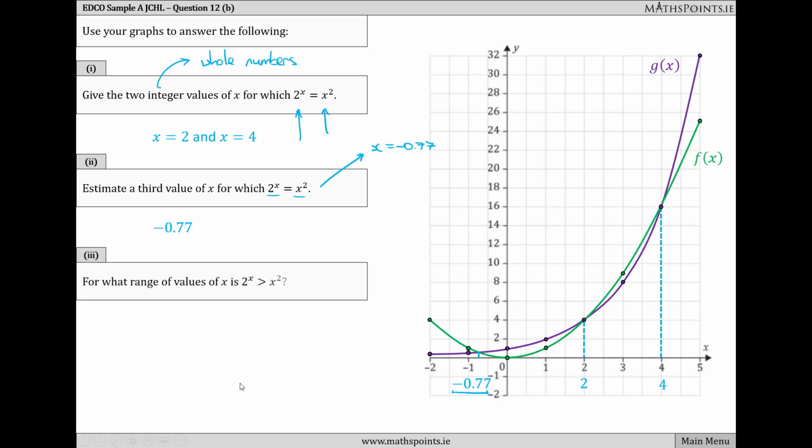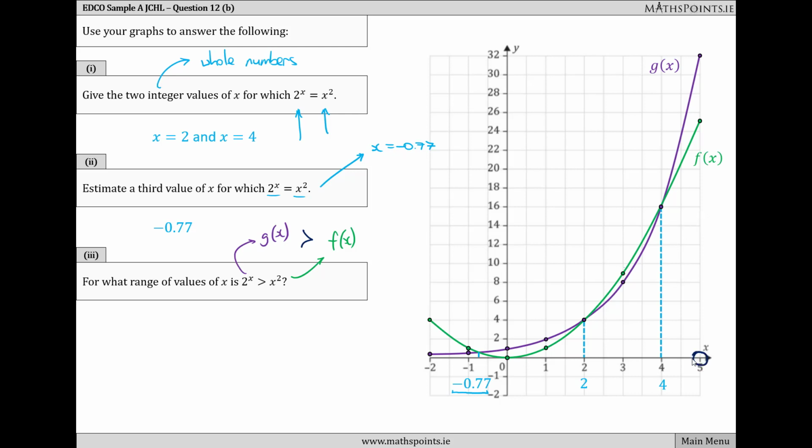So the next question asks us, for what range of values of x is 2 to the power of x greater than x squared? Remember, 2 to the power of x is our g of x function, and x squared is our f of x function. So essentially what's been asked here is, what are the x values that we would put into g of x and f of x so that the outputs of g of x are greater than the outputs of f of x? Now if we look at our graph, we could probably identify a few places where the g of x function will give higher values than the f of x function.